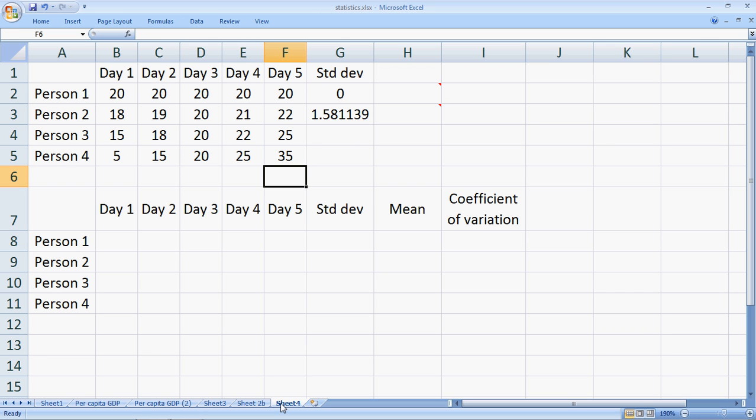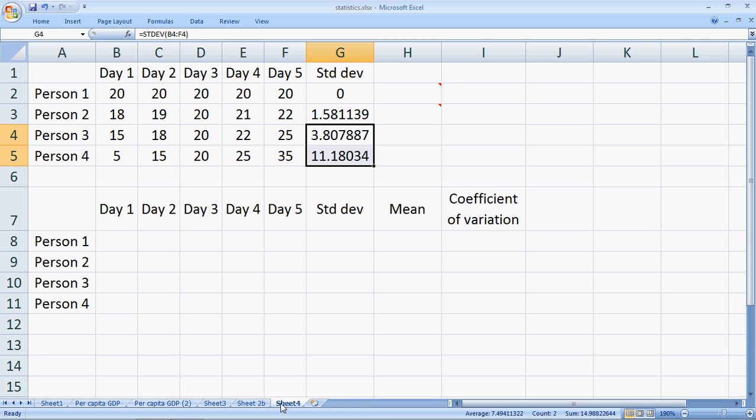Even without calculating, just having a visual look at the data, we find that person 4 has more variation in the number of chairs made. So obviously the standard deviation for person 4 should be higher, and the standard deviation for person 3 should be lower than person 4. Let's calculate. I'll copy the formula here and paste it.